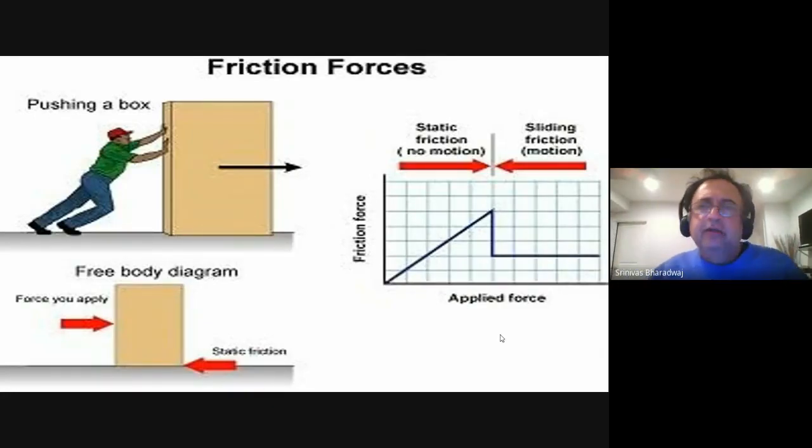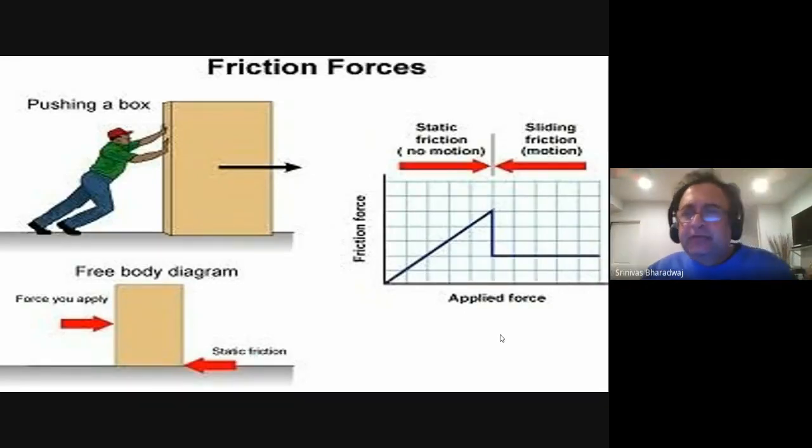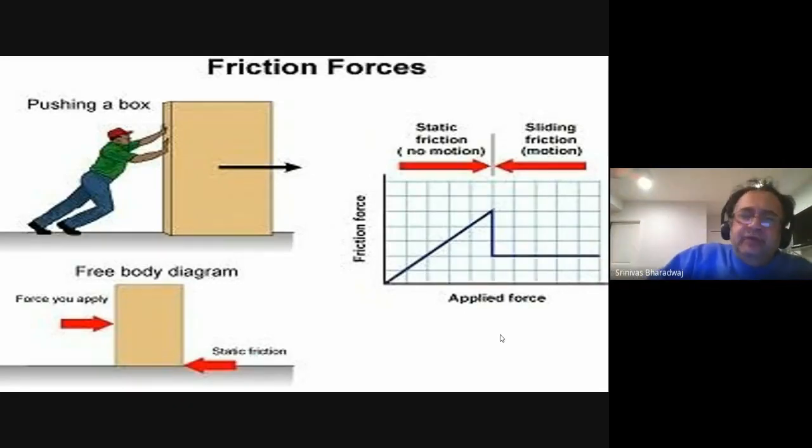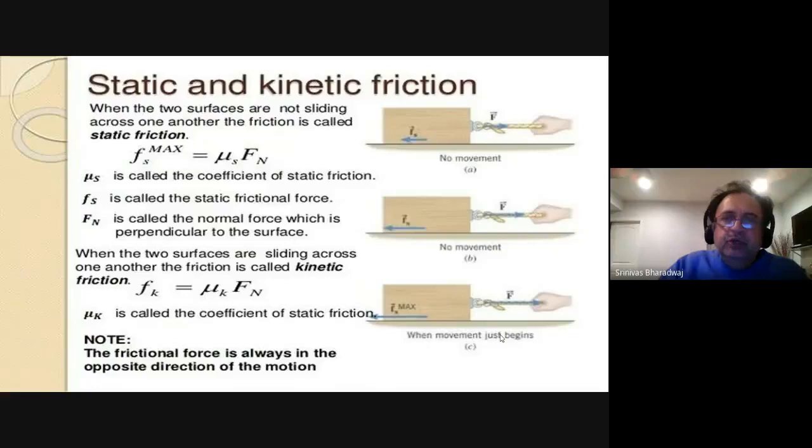I find it so hard to push it, right? That friction is called sliding friction. The static friction is at most mu s times the normal force. Note the words, at most. The dynamic friction is always a constant.